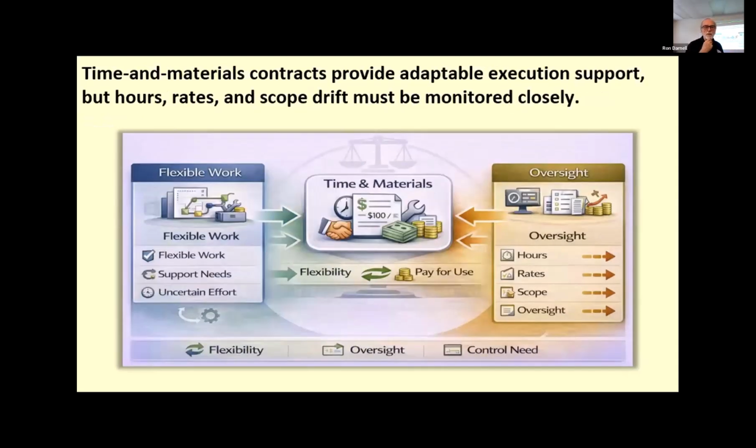Time and materials contracts support flexible work but require active oversight. Time and materials contracts provide adaptable execution support, but hours, rates, and scope drift need to be monitored closely. Time and materials contracts are often used when the buyer needs flexibility, but the work is not certain enough to require a fully cost reimbursable structure. So in this case, it's clearly kind of undefined.